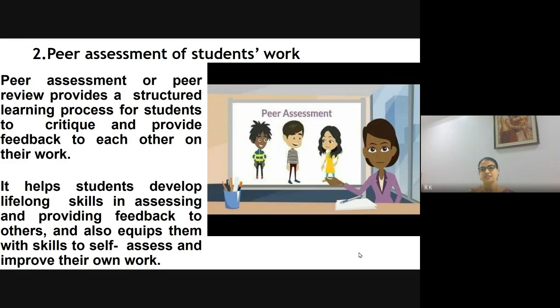How many of us, let's be very true to ourselves as teachers, how many of us accept the feedback either from the management or from the HOD or especially from the peers? How many of us do that? Let's think through that. But the students, we have to prepare them: please accept the critique.